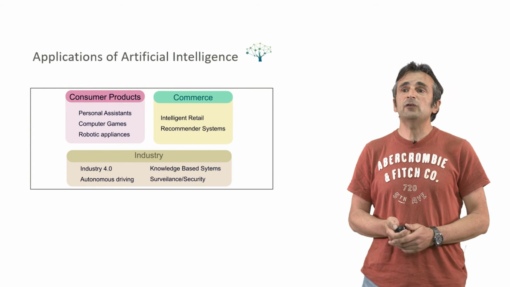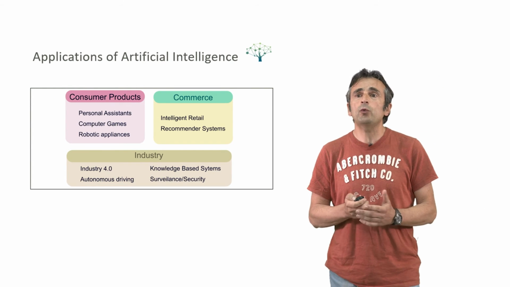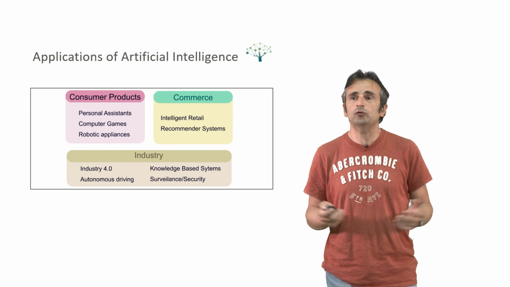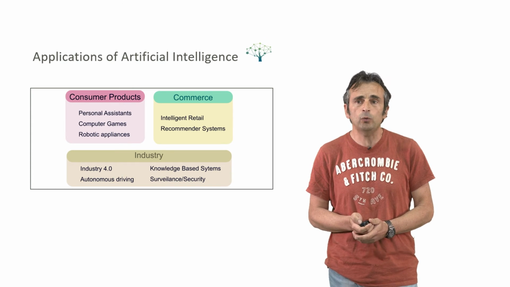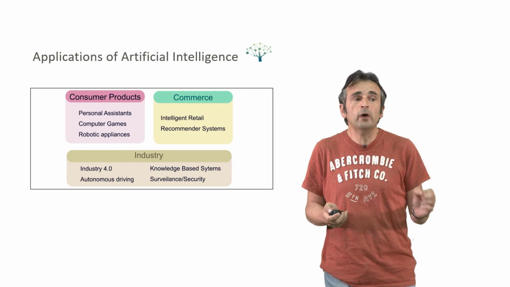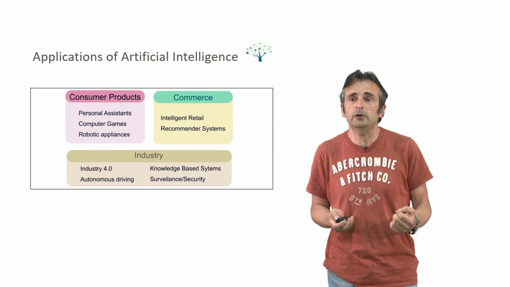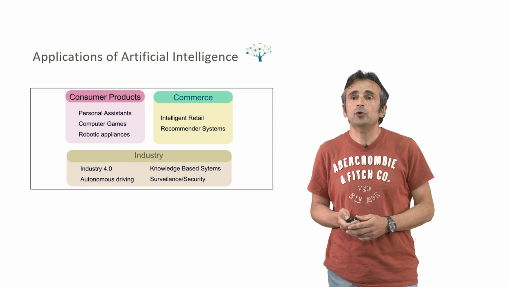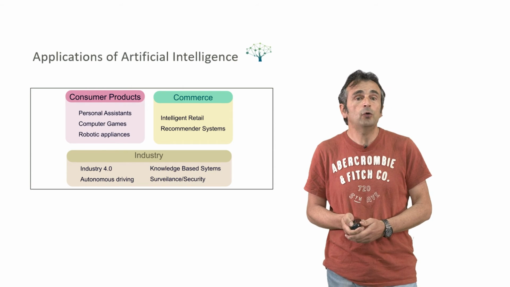Once we know the essentials of artificial intelligence, we will be ready in lesson number 5 to overview the main applications where AI plays a key role. And we will be able to identify in these applications where is the artificial intelligence component. We will see applications in sectors like consumer products, commerce, or industry.